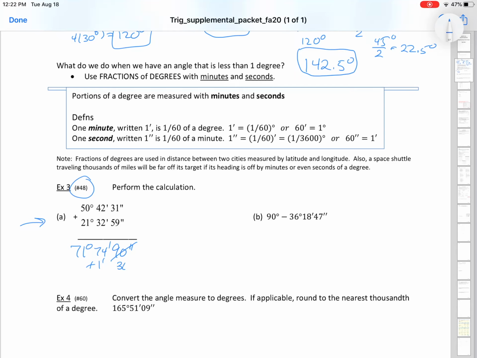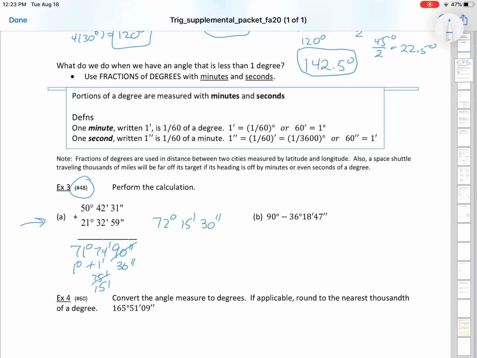And what am I going to be left with here? I'm going to be left with 30 seconds. So in my final answer, I'm going to have 30 seconds. Now, what I have here is 75 minutes, but I'm going to take away 60 of those to form 1 degree. So taking away 60 is 15 minutes. And then I have 72 degrees. And so my answer is 72 degrees, 15 minutes, 30 seconds. It's 100% the same as carrying over as you do with regular arithmetic.